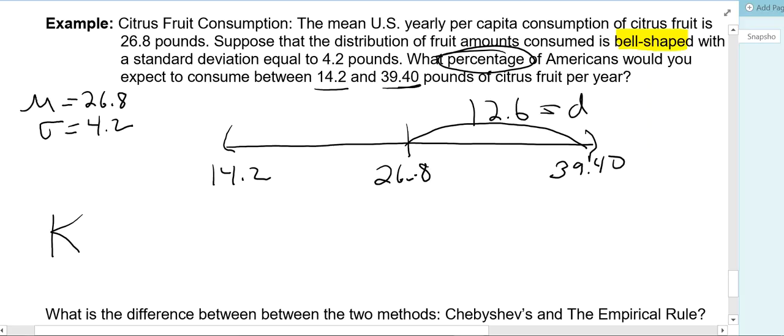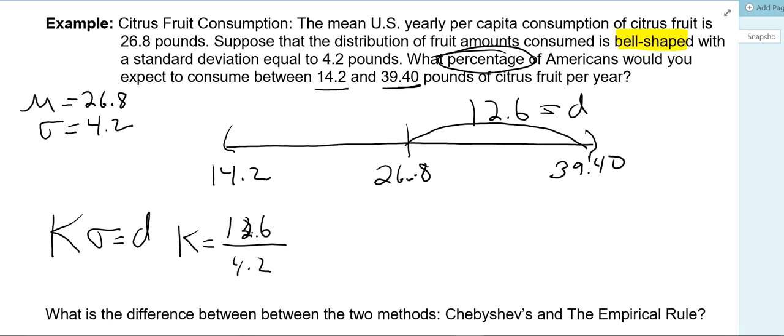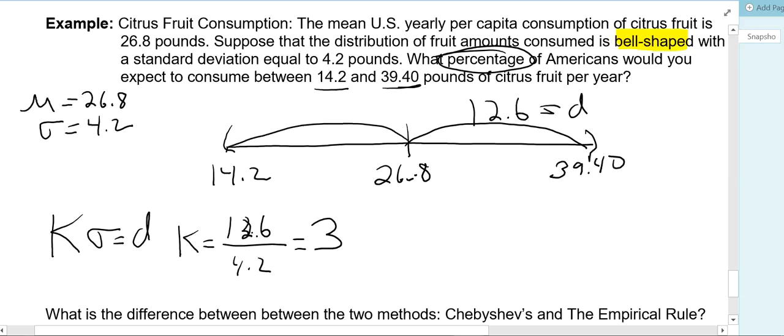That's my distance. Now I'm trying to find k, but remember, k times sigma is equal to the distance. So k is equal to the distance divided by sigma, 4.2. When you divide 12.6 by 4.2, you will clearly get 3. You can show it for this side too, okay? That is 12.6, so it's centered at the mean, but k is equal to 3.